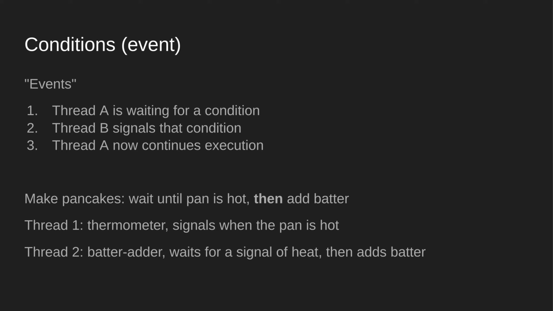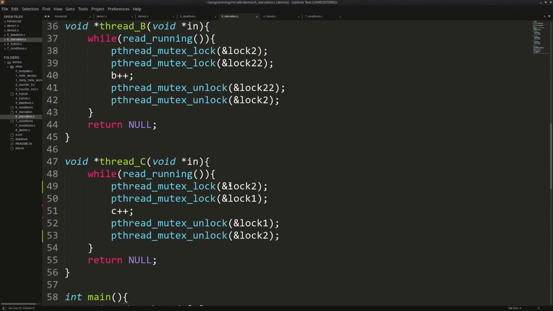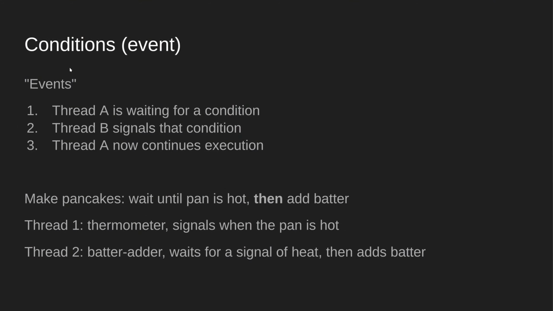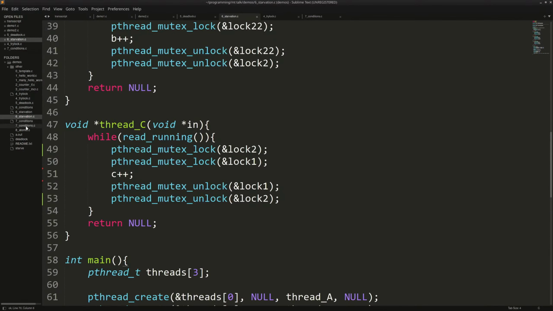So here I have a little bit of text on the slide. The example is to make pancakes. You wait until the pan is hot and then you add the batter. So waiting until something happens, that is exactly what a condition variable is for. And a condition in the context of multithreading means something different from a condition in the usual sense. Usually you say, oh, you have an if condition, but in this case I really mean a multi-threaded condition. So I have a little demo prepared for that as well.